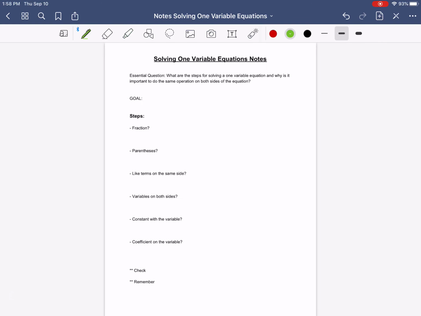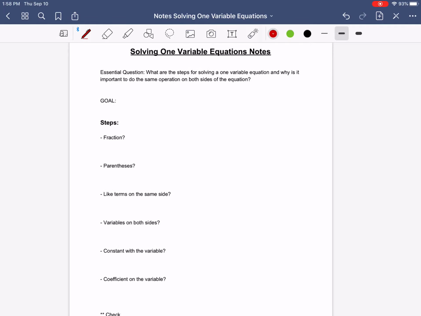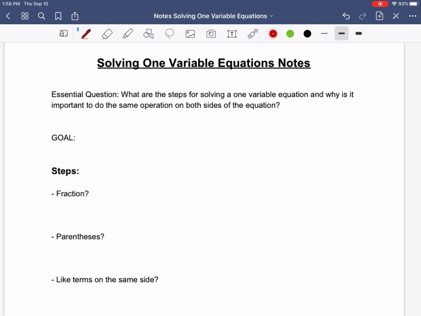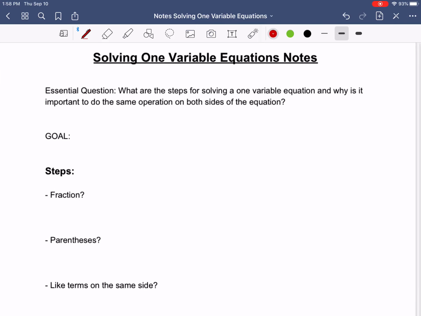Okay, so for our notes, I did make a kind of skeleton PDF form that you guys can look at or can print if you want and fill out, or you can just handwrite everything. Totally fine. You don't have to worry about printing it. You can just handwrite on a piece of paper.